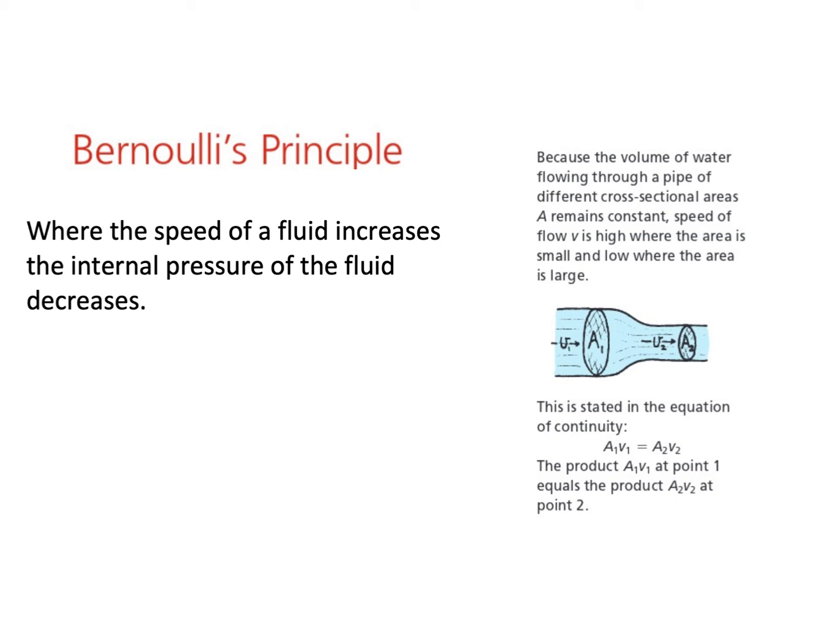And there's a relationship called the equation of continuity, which says that the product of the area and the velocity of the fluid is constant. In other words, this big area times this velocity has to be the same as this little area times that velocity. So since the area 2 is smaller, that means the velocity 2 has to go up. And what happens over here when the velocity goes up? Well, we have Bernoulli's principle that tells us that when the velocity goes up, the pressure goes down.